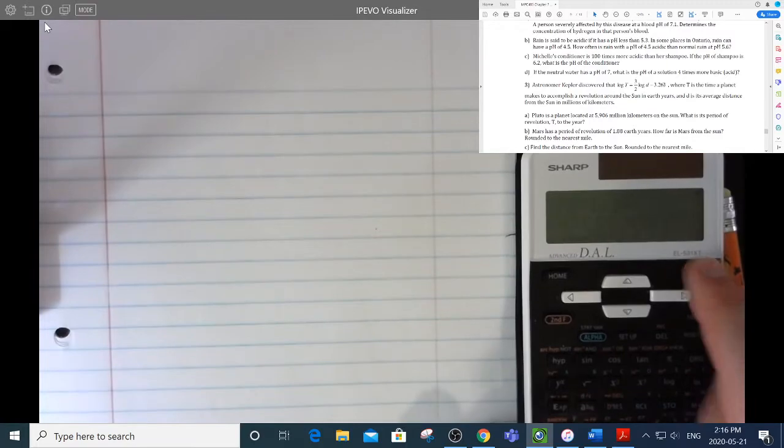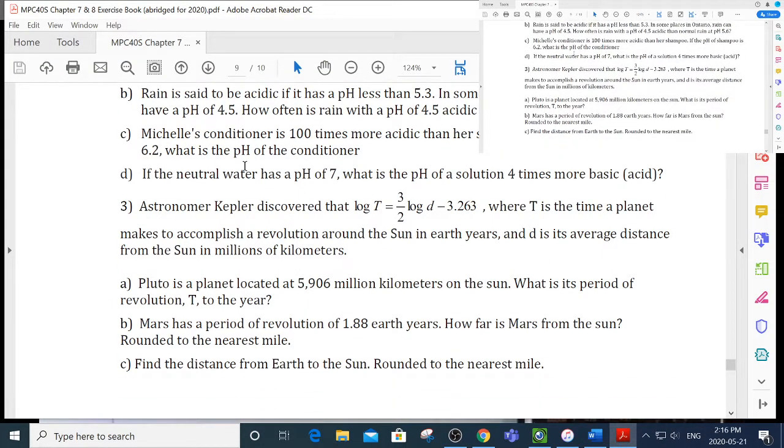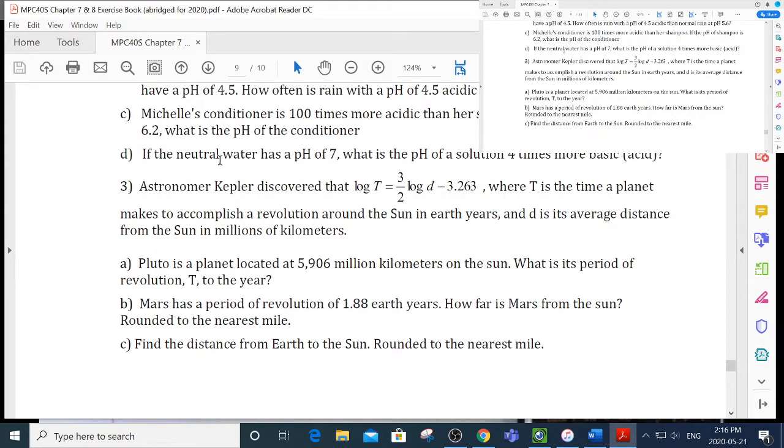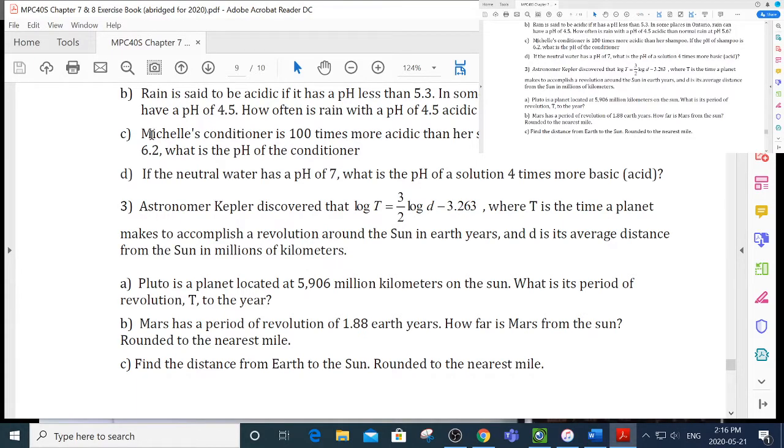Okay, so for 2C, let's take a look at 2C, shall we? And for 2C, they again make it a little more challenging. If the pH of neutral water is 7, what is the pH of a solution 4 times, oh wait a minute, sorry, I'm on C. I'm getting ahead of myself, there's a D part. Michelle's conditioner is 100 times more acidic than her shampoo. The pH of the shampoo is 6.2. What is the pH of the conditioner?